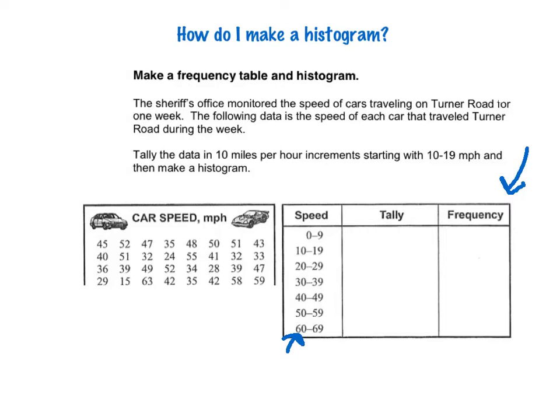So now I'm going to take my car speed and organize it by tallying each one of these pieces of data. I'll start with my 45 and then I'll put a tally in the 40 to 49 area. I'll do the same then for 52, 47, 35, 48, 50, 51, 43.